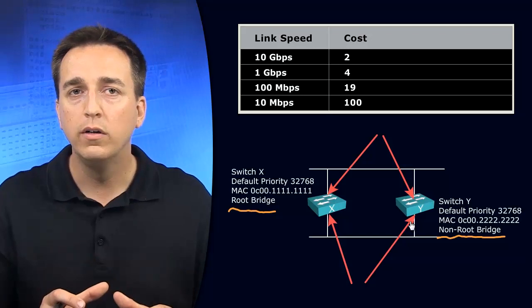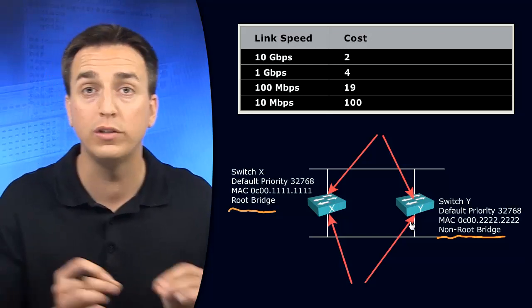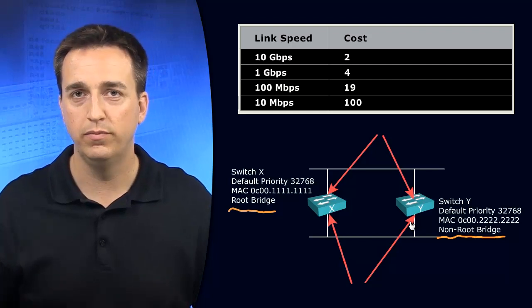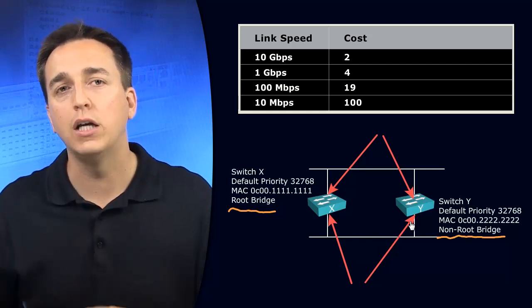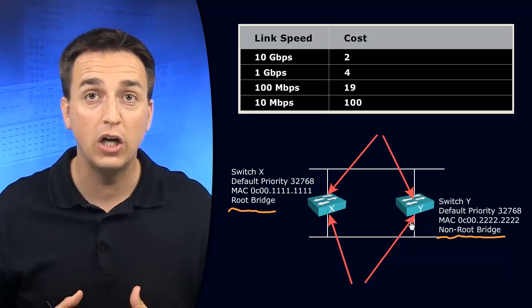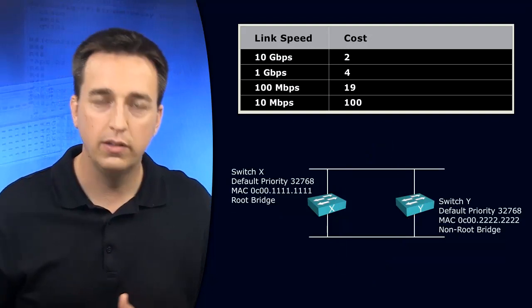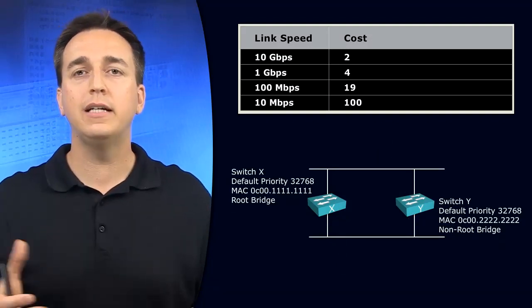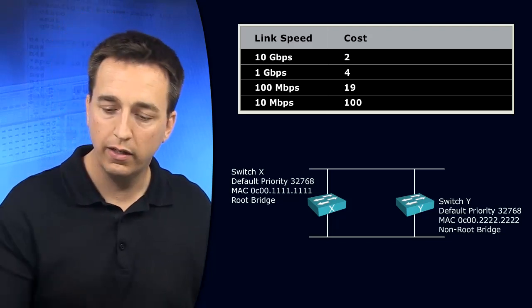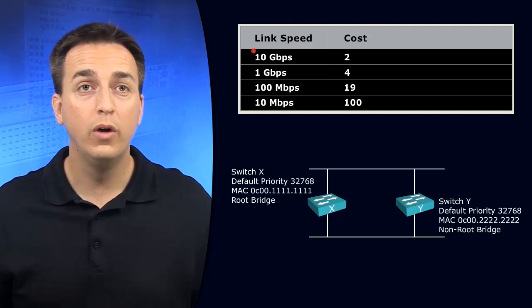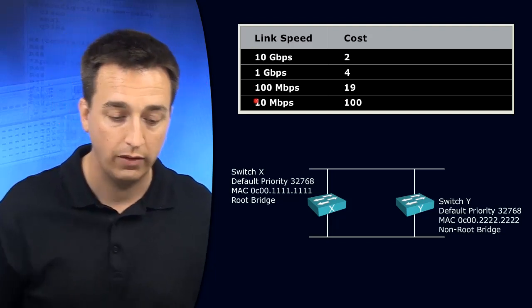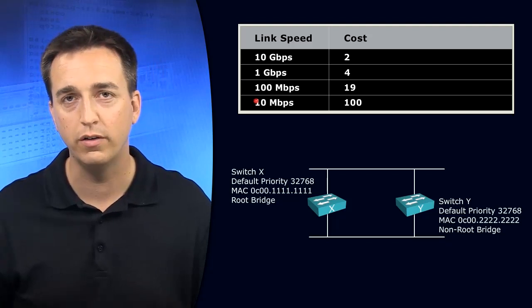So how are these designated ports and root ports determined? It's all based on a cost system. What is the cost to get to the root bridge? That's what it's all about. Cost, as we see here, is identified through the IEEE standards. A 10 gig link has a cost of 2. A 1 gig link has a cost of 4, a 100 meg link is a cost of 19, and a 10 meg link is a cost of 100.